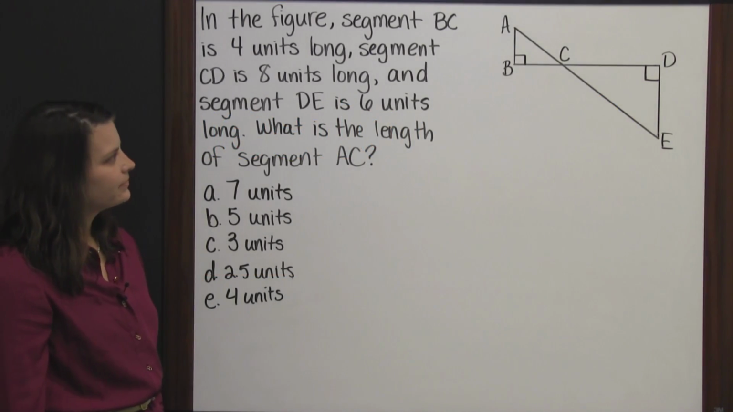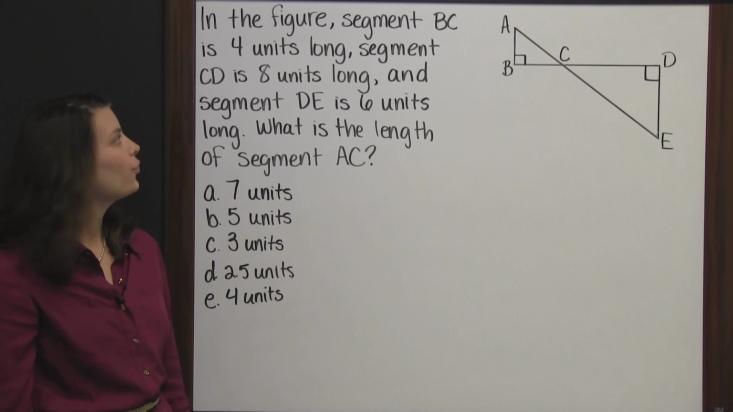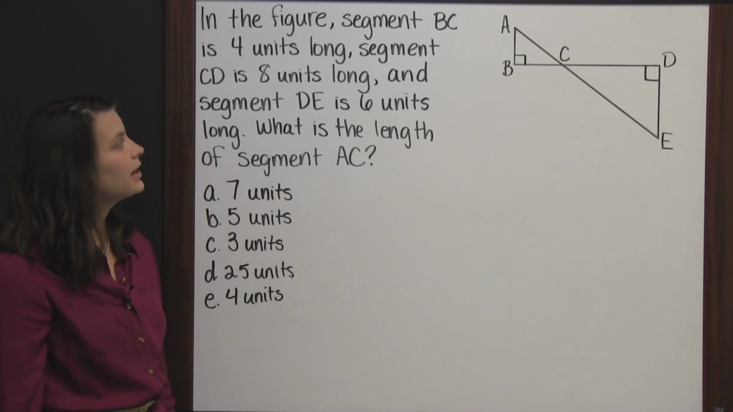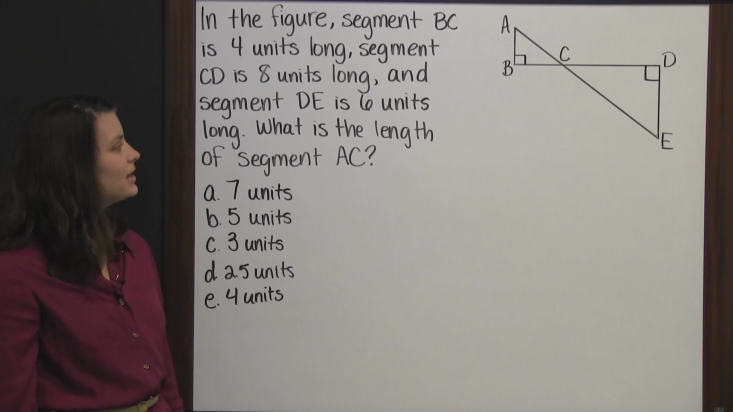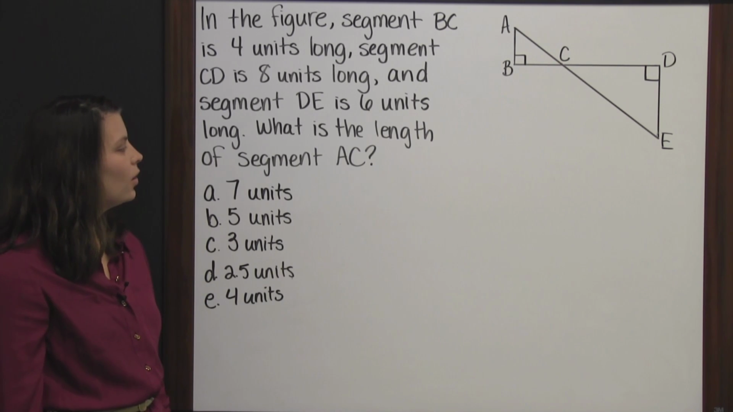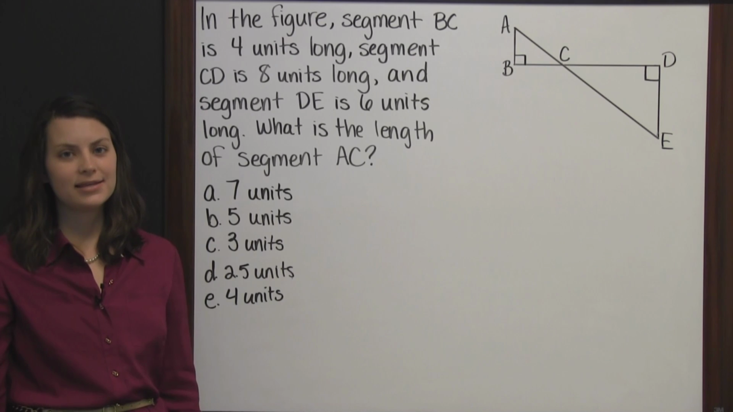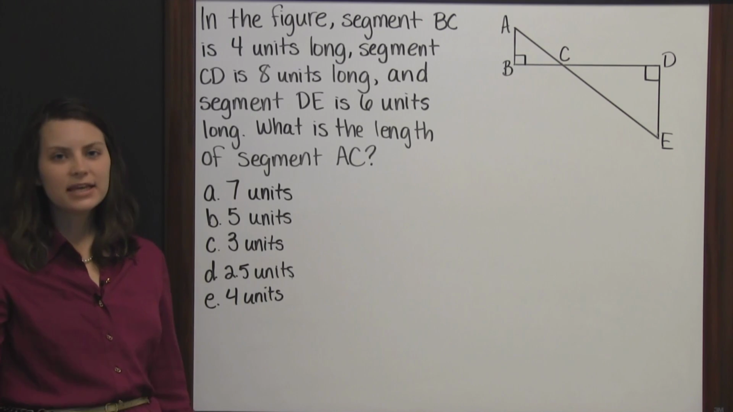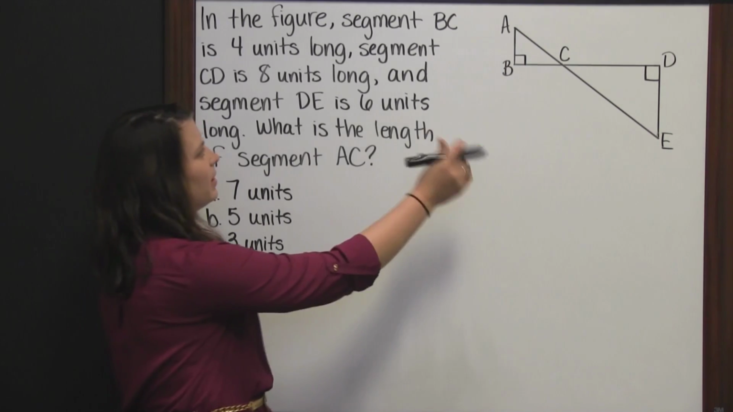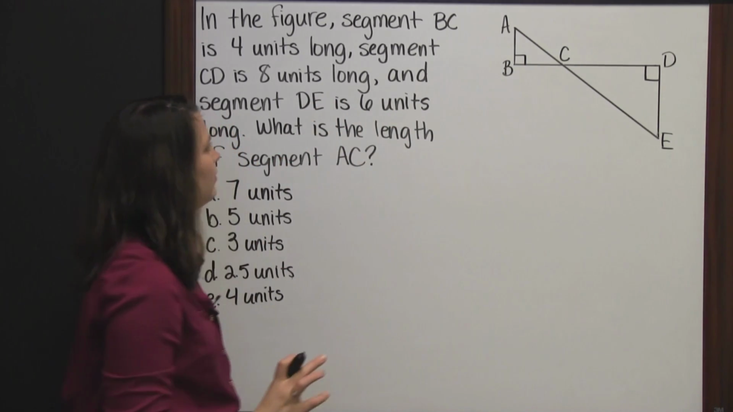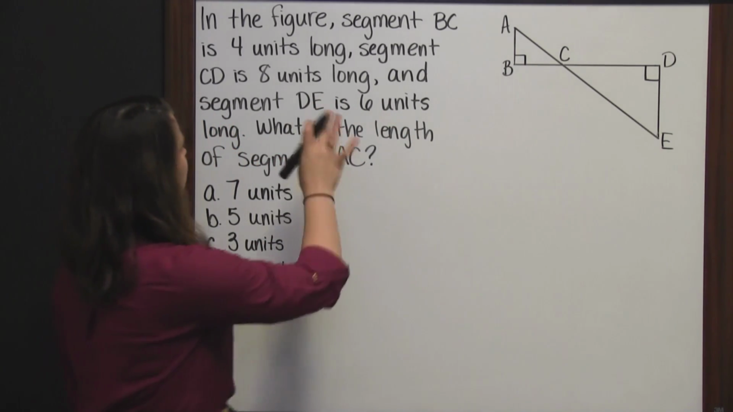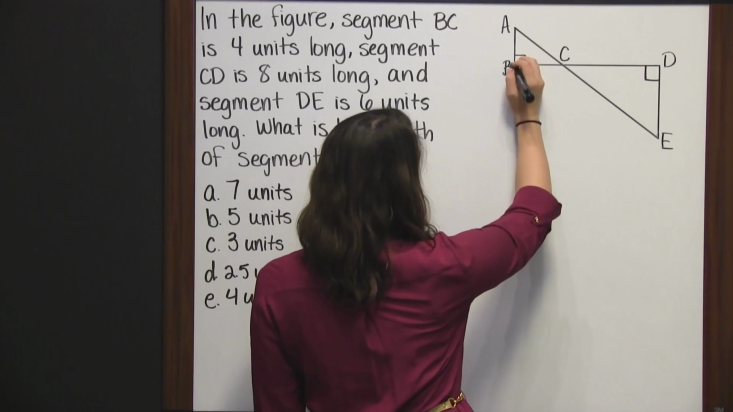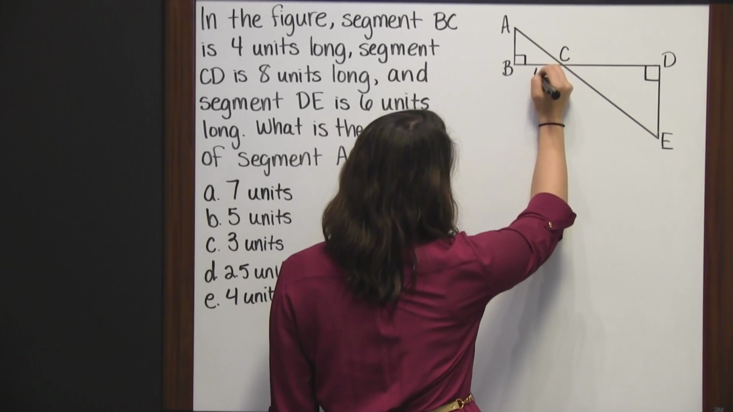In the figure, segment BC is 4 units long, segment CD is 8 units long, and segment DE is 6 units long. What is the length of segment AC? The first thing I'd like to do is take this information and actually put it on my picture. So segment BC is 4 units long. Here's segment BC, it's 4.